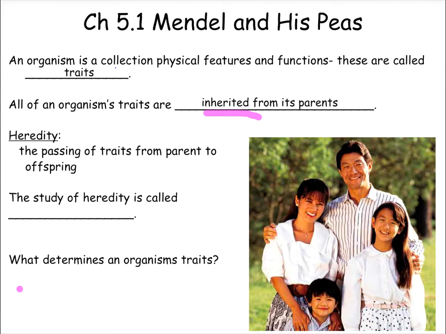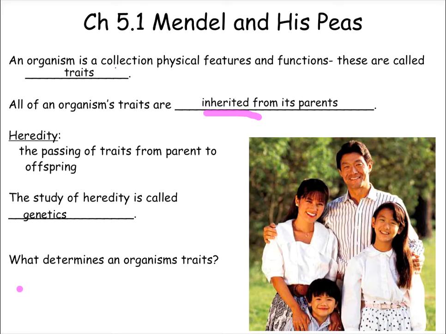In science, there's a whole field of study in which we investigate heredity, or how traits are passed down from generation to generation. So we call the studying of the passing of traits, or the study of heredity, the field of genetics. And so, chapter 5 could also be called genetics.